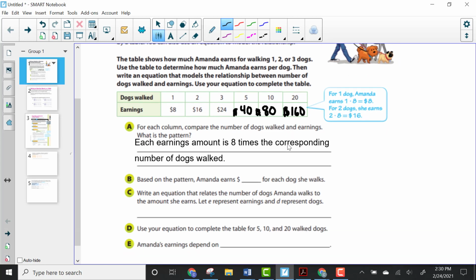Now let's keep moving down. Based on the pattern, Amanda earns $8 for each dog she walks. We see that. It says write an equation that relates the number of dogs Amanda walks to the amount she earns. We're going to let E represent the earnings and D represent the dogs. So we'll have E, the amount of earnings, will equal 8. Where am I getting 8 from? Every time she walks a dog, she gets $8. 8 times D.